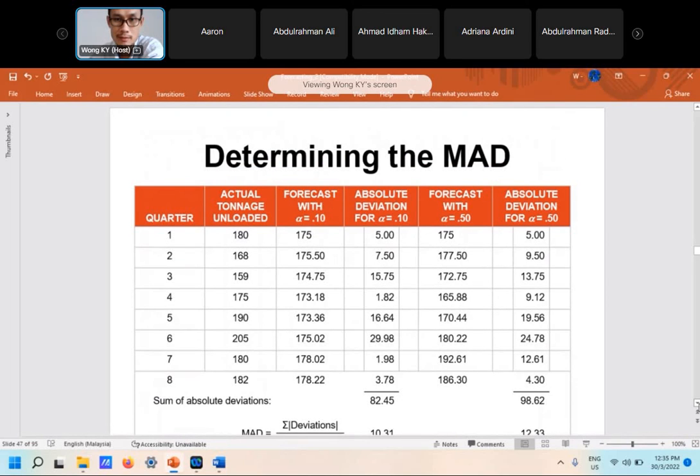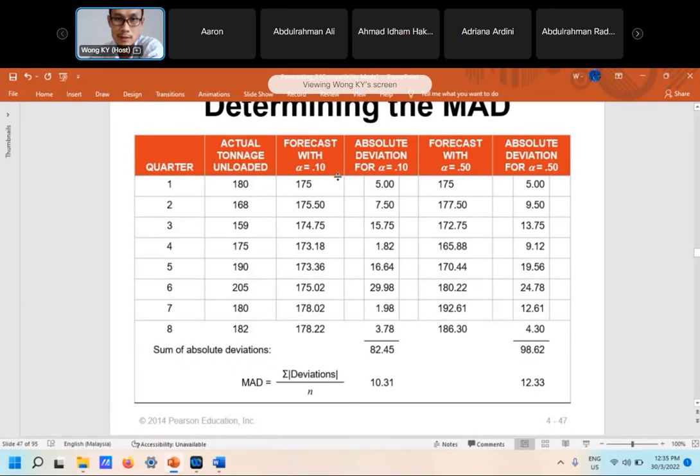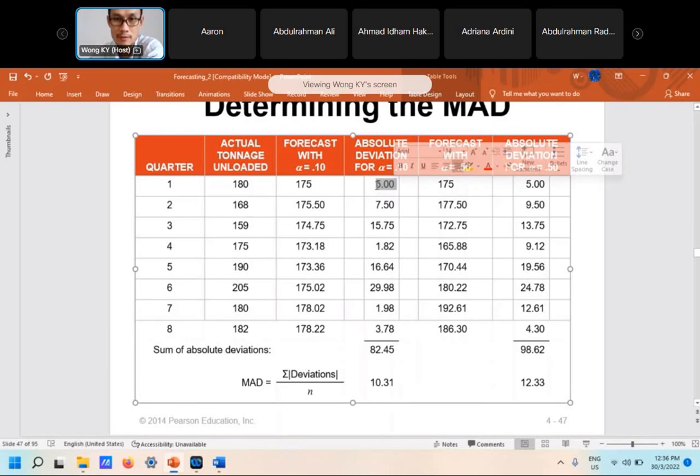Right, so how to calculate MAD? I think very easy. First calculate the absolute deviation. So create a column, calculate the absolute deviation. Absolute deviation is actual minus forecast. 180 minus 150, you get 5, and absolute means 5. And then the second one is 168 minus 175.5. 168 minus 175.5 will become negative, but because it is absolute, you get positive 7.5.